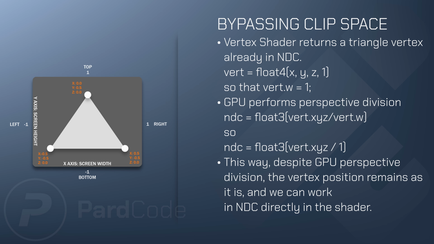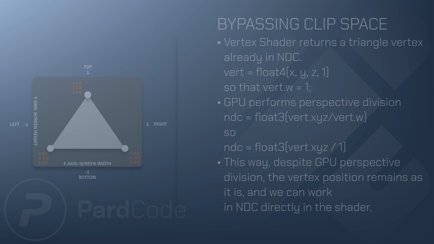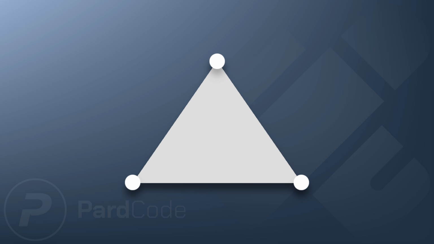So how can we bypass clip space in the vertex shader? By simply setting the W component of our 4-dimensional output vector to 1. That way, the GPU divides the x, y, and z values by 1, leaving them unchanged. Since we are already providing values in NDC, this trick allows us to skip the usual transformation steps and work directly in NDC. At this point, we have the final three vertices of our triangle.